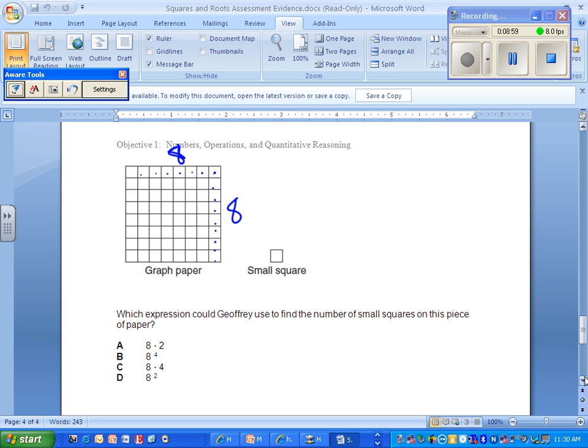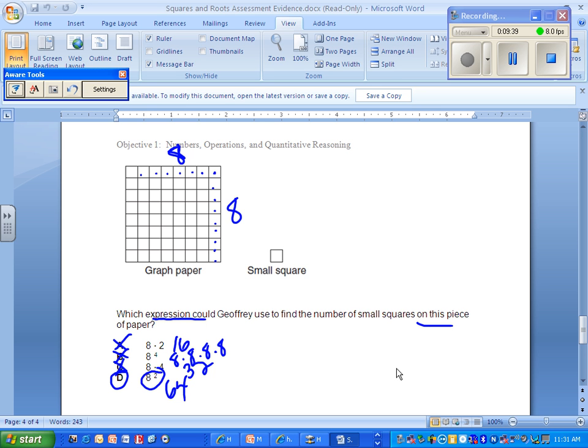So which expression can Jeffrey use to find the number of small squares on this piece of paper? 8 times 2, is this 8 times 2? No, it's not 8 times 2. That's not 16 little squares. 8 to the 4th power is 8 times 8 times 8 times 8. That's a really big number. Too many for this piece of paper. 8 times 4 is 32. There are not 32 little squares on there, and that's not how I do squares and square roots anyway. So my answer is 8 squared, which is 64, and that's going to give Jeffrey the answer that he needs.